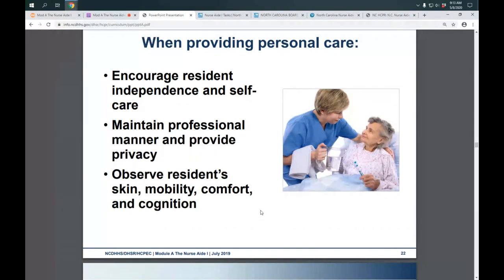You are my eyes, you're my ears, you're my nose, everything. You are the ones that are going to be doing that bath or helping that person change. You're the one who's going to notice that red spot or that skin tear or that rash. You're the one who's going to see if they just don't seem to be as strong as they were yesterday. It's all on you. That's why you are so valued, because you're on the front line. You are truly on the front line.